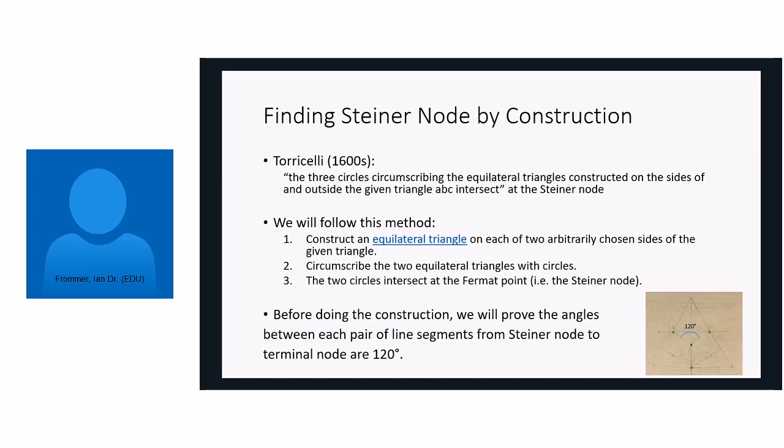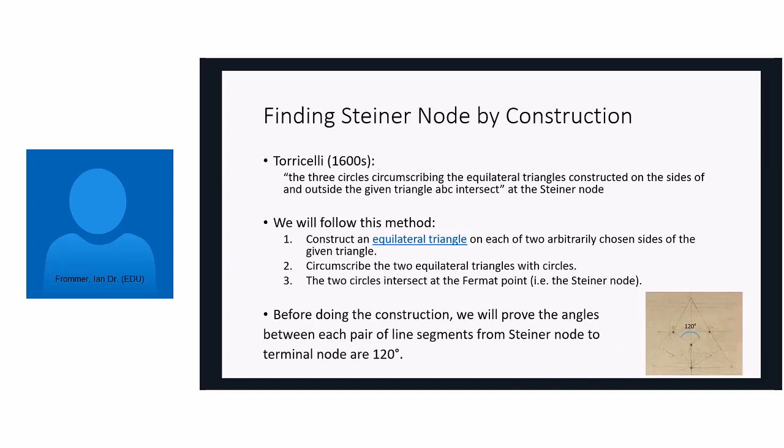So we're going to follow a method along these lines. We'll construct an equilateral triangle. You can actually shortcut the method a little bit by only doing it on 2 of the sides. Then we'll circumscribe those 2 triangles, and the 2 circles will intersect at the Fermat point, aka the Steiner node. You could do the 3rd circle off of the 3rd side as a check if you wanted to. So that's the plan for the latter part when we get to the compass and protractor.